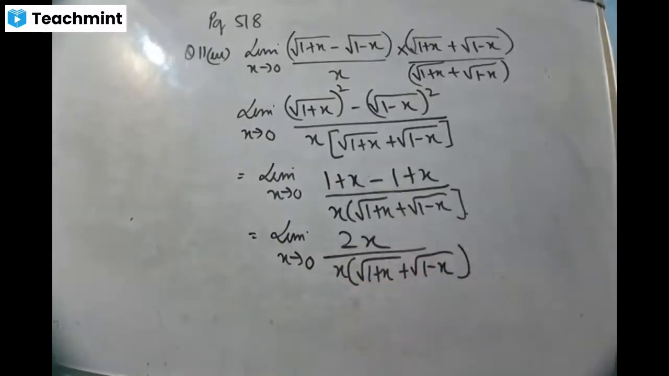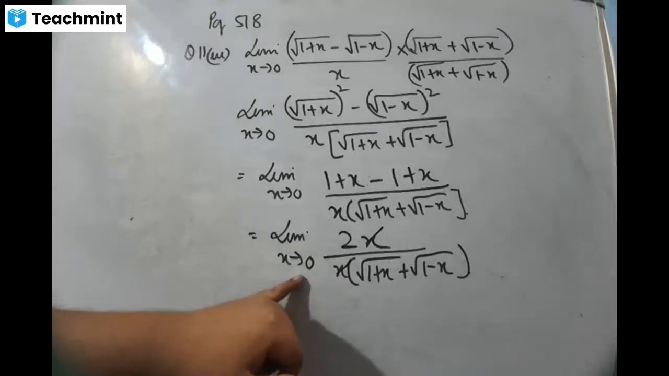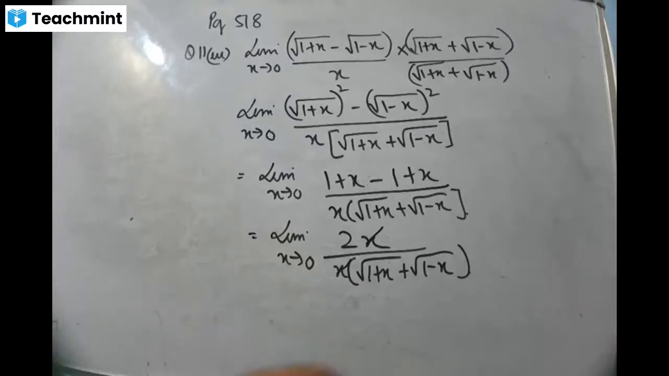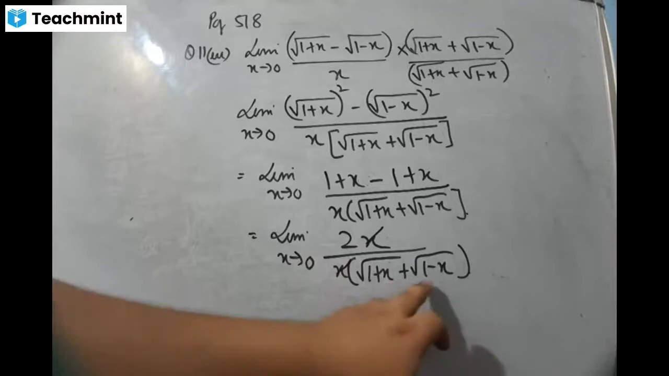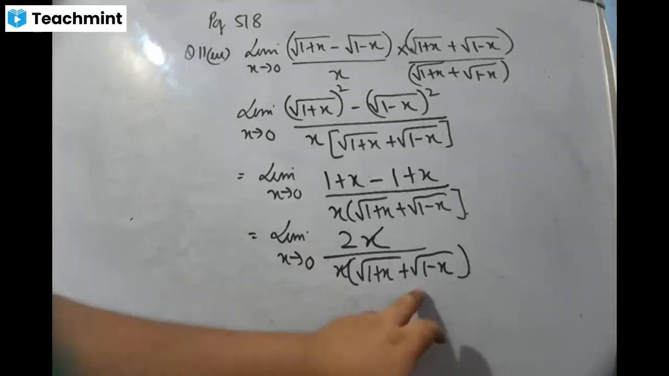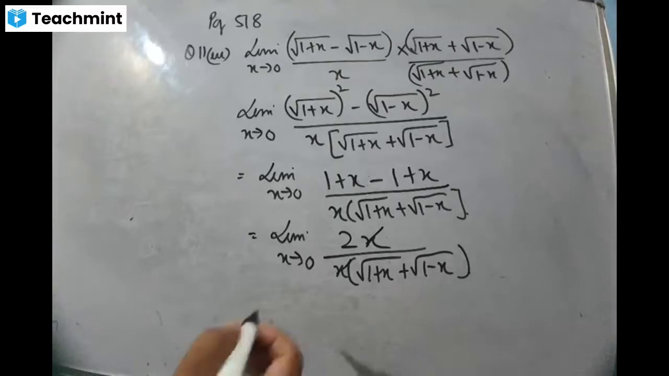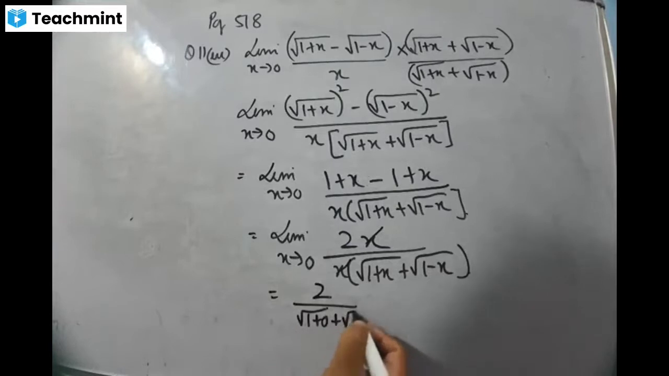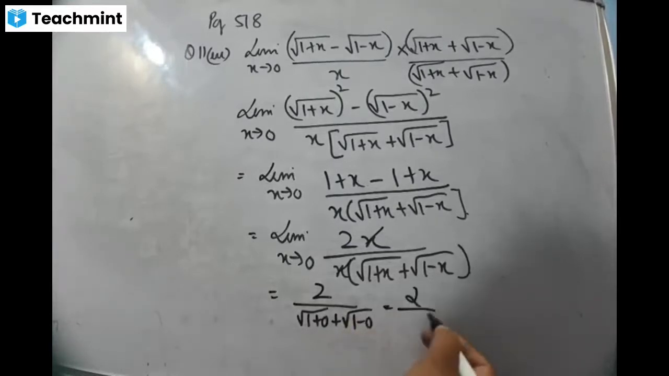Now you can see the part which was making the denominator 0, that is x, cancels out with the numerator, isn't it? Now when you cancel x, you see that now I can easily put the value of x. Why? Because when you put the value of x, you are not going to get 0, because 1 plus 0 is 1, so root 1 is 1. 1 minus 0 is 1, root 1 is 1. So 1 plus 1 is not 0, but it is 2. So substitute the value, please. 2 divided by root 1 plus 0 plus root 1 minus 0, that is 2 divided by 2. So the value of the limit is 1.